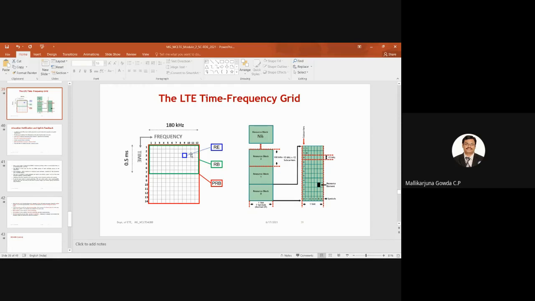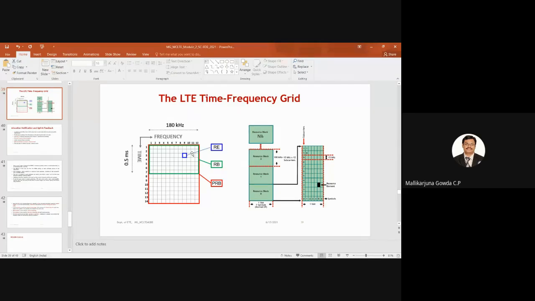So which is equal to what? 12 subcarriers and 7 OFDM symbols. Like that, in one subframe, totally 14 OFDM symbols will be there. So 14 into 12 amounts to 168 resource elements.